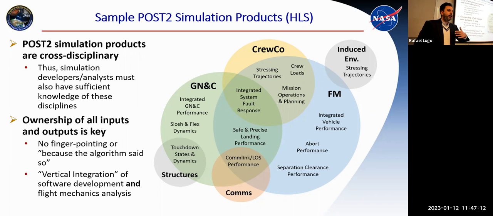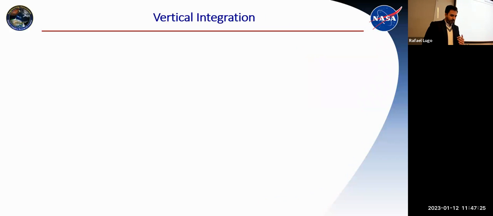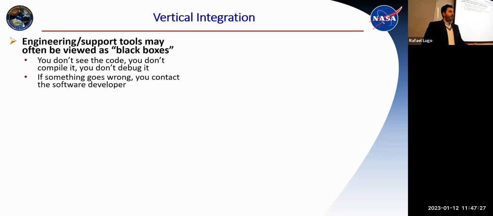And so I call that, this is a very marketing buzzword, which I've heard nobody else in my group use, but I'm starting to use it now, vertical integration of the software development and flight mechanics analysis. So what does that mean? Well, very often, if you use an engineering tool, or really a lot of other software, you probably look at it as a black box, whether you realize it or not. You don't really see code, you don't compile Microsoft Word, you don't debug Excel. If something goes wrong, you probably open a ticket with the developer. You send them an email or you go online and say, hey, something's going wrong, help.